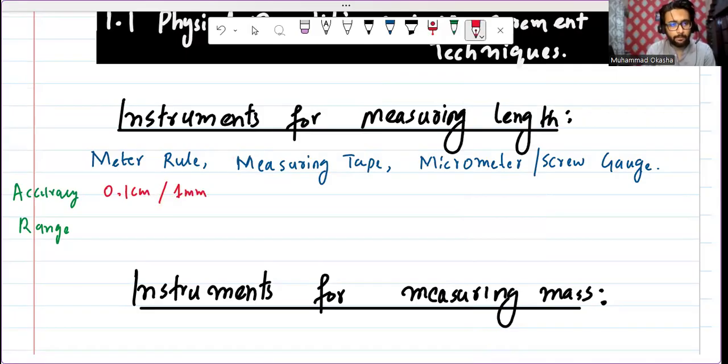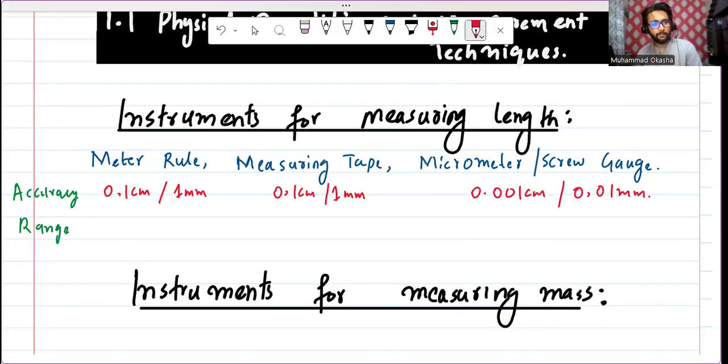Same is the accuracy for the measuring tape. It's either 0.1 centimeters, or you can say it's 1 millimeter. And the accuracy for the micrometer screw gauge is 0.001 centimeter, or I can say 0.01 millimeter. So this is the accuracy that you need to remember. This is the smallest measurement it can take.